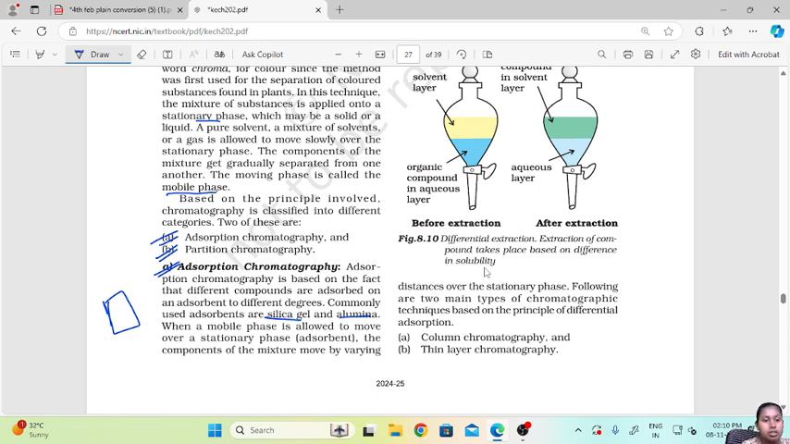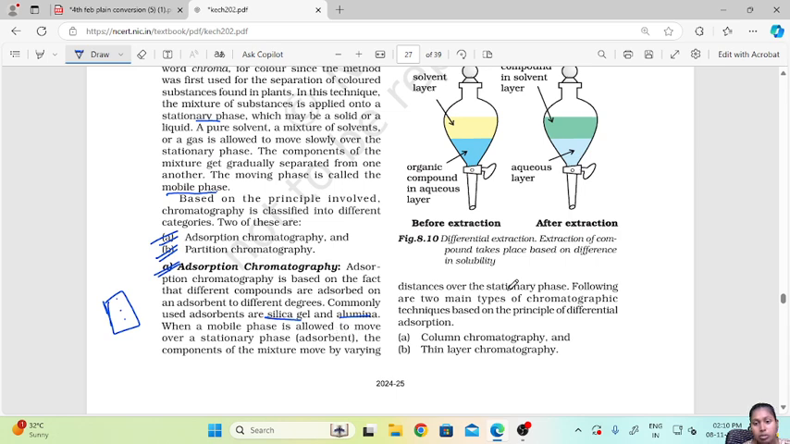Adsorption chromatography is based on the fact that different compounds are adsorbed on the adsorbent to different degrees. Different degrees means at different points. Now these adsorbents can be silica gel or alumina. Now when the mobile phase is allowed to move over the adsorbent, the components of the mixture move by varying distances over the stationary phase. So the components start to separate out and show their separation at various distances over the stationary phase.